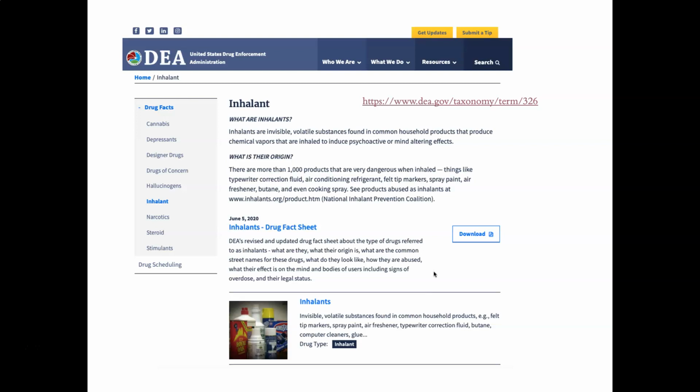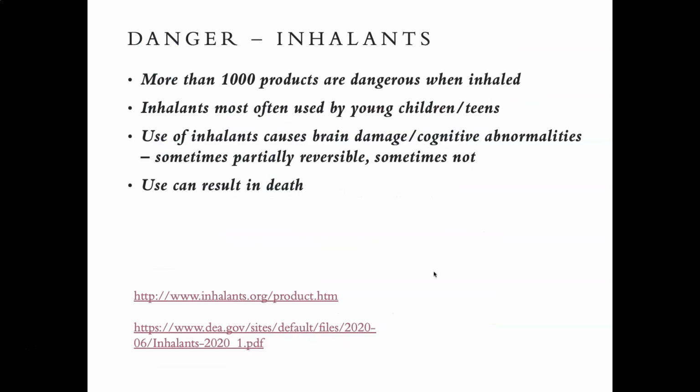And we joked about it, but it's very serious here because inhalants are most often used by young children and teens. This is one of the areas that is the most concerning. Use of inhalants causes brain damage and cognitive abnormalities. Sometimes these are partially reversible and sometimes they are not, and they can result in death. I have two references for you down here in the bottom left. Inhalants.org is a really good place to go if you're looking at specific products or you're looking for information about this. And then, of course, there's the DEA website.